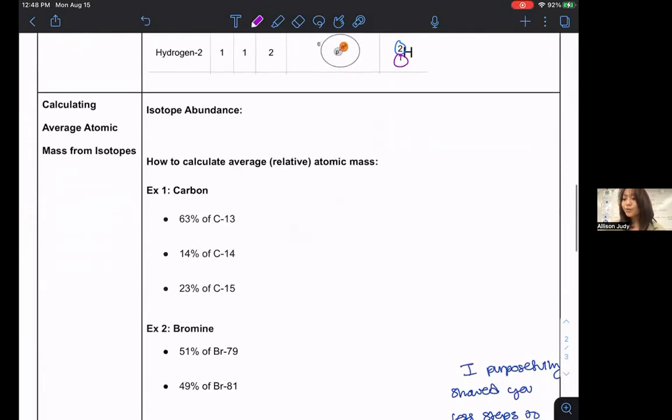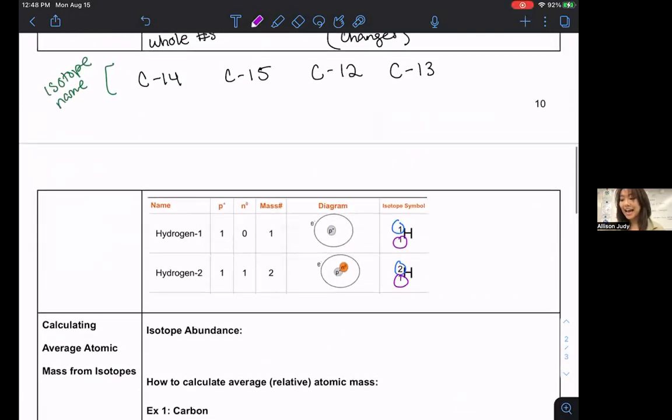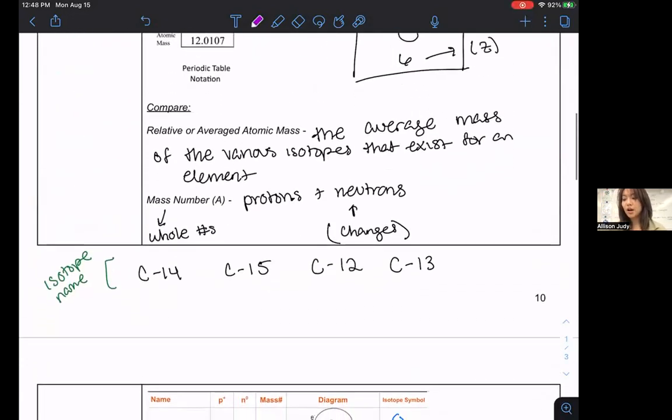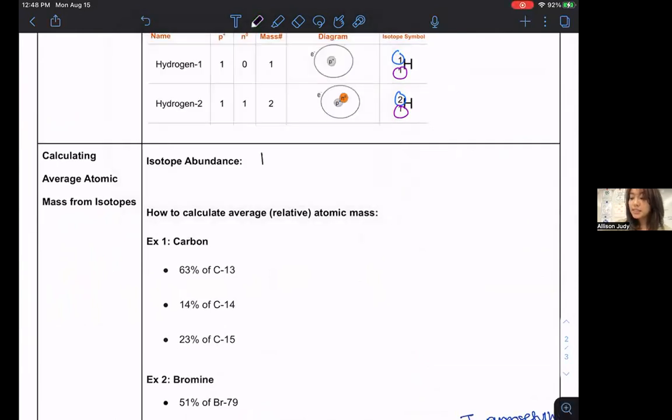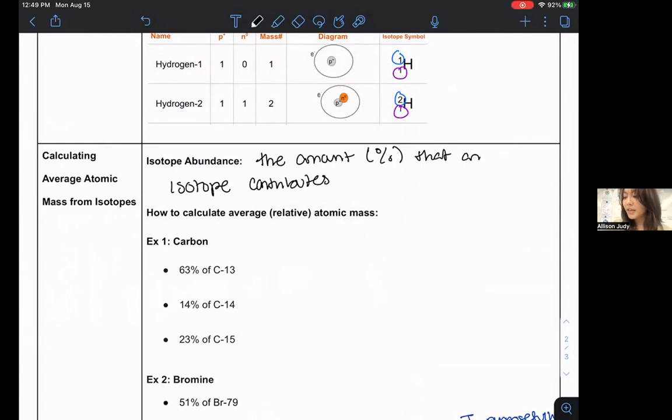All right, so let's talk a little bit about the math behind isotopes. How do we exactly calculate average atomic mass? Well, the first term that you need to know is isotope abundance, and this is the amount, usually represented in percent, that an isotope contributes. Another way of putting it is it's the percent of existence in the world. Like, how likely are we going to get this?